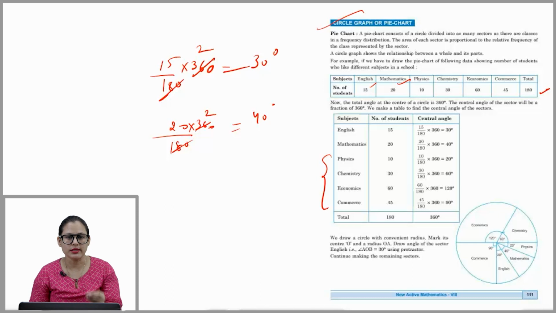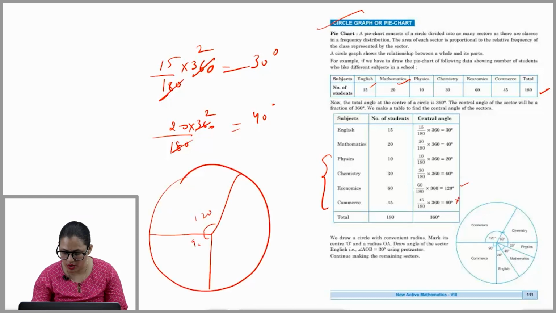Now we draw a radius and mark its center. The sector of English has an angle of 30 degrees, drawn using a protractor, and then 120 and 90. Now, with the help of a protractor.